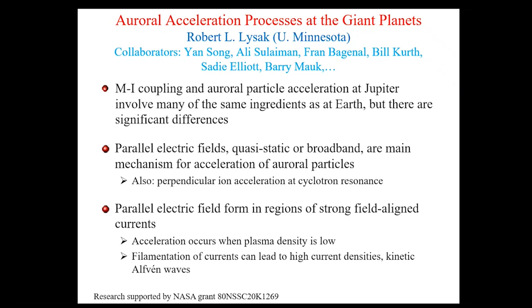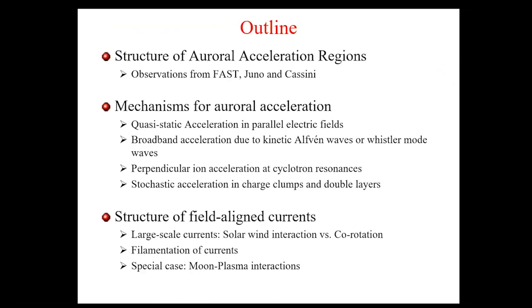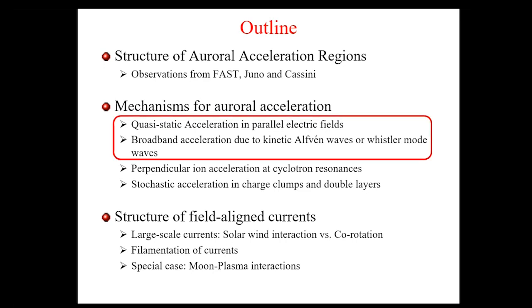So let's see if we get everything working here. There we go. Again, I'll start off by talking about the structure of the auroral acceleration region. Many of these will be slides that you've seen before. Then I'll talk about a number of mechanisms for auroral acceleration, and then finally field line currents. But I'd also point out that the bulk of the talk will be on these first 2 points, about the differences between quasi-static acceleration and broadband acceleration. So we'll go on from that.